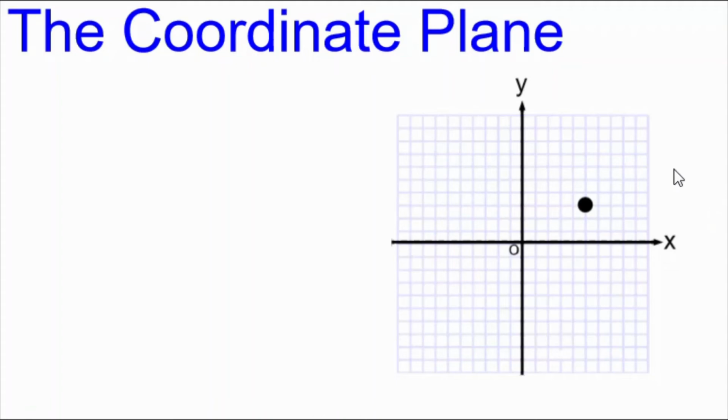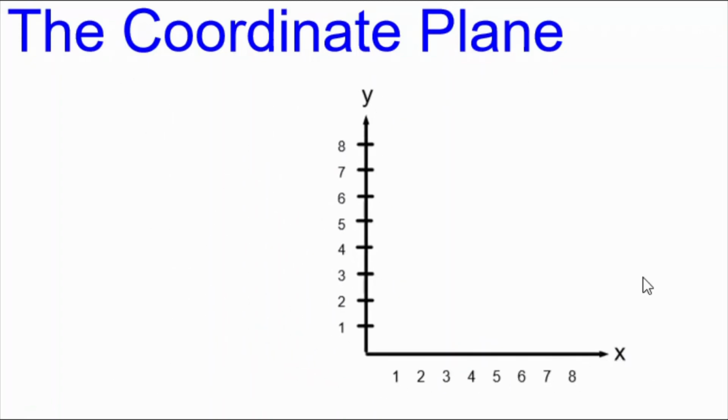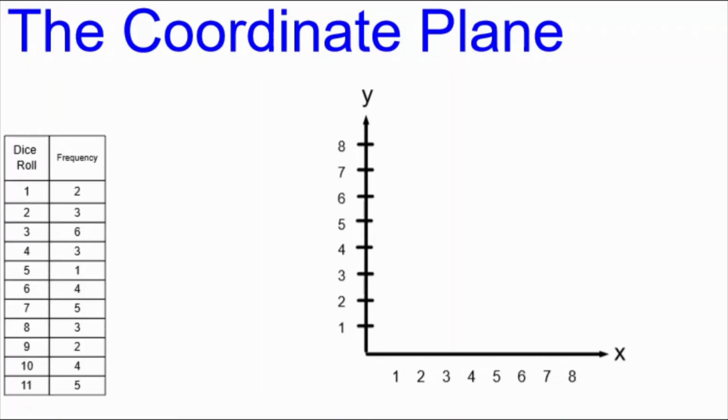But sometimes we don't need a coordinate plane that is this big. We can use a coordinate plane that looks more like this. It looks like just the top right corner of the other one, and it's useful when we don't have any negative numbers involved. For instance, what if we have some data that was collected after rolling a special dice, a 12-sided dice? We rolled it many times, and we counted how many times we got a 1, how many times we got a 2, and so on, for all of the possibilities up to 12.